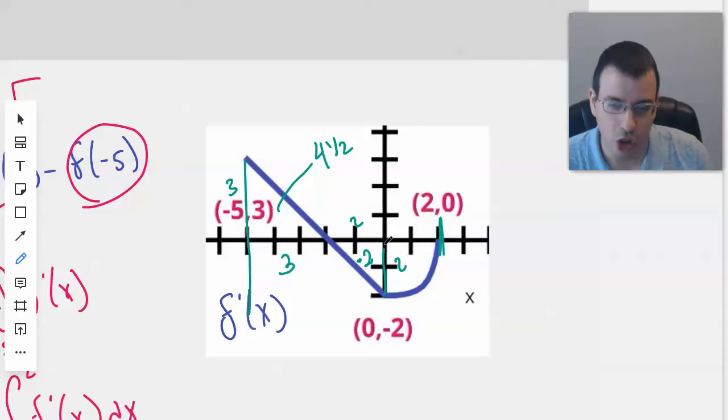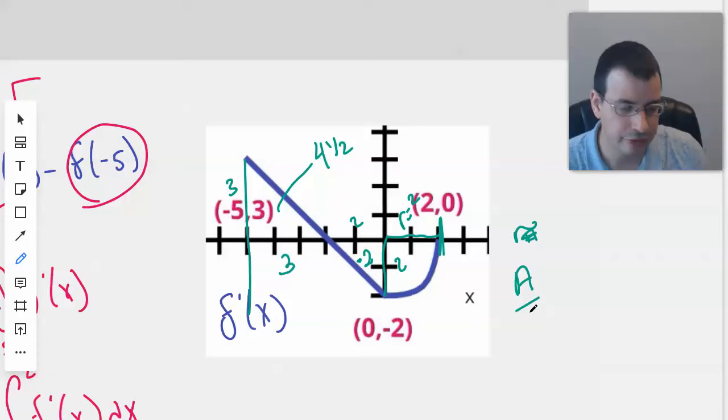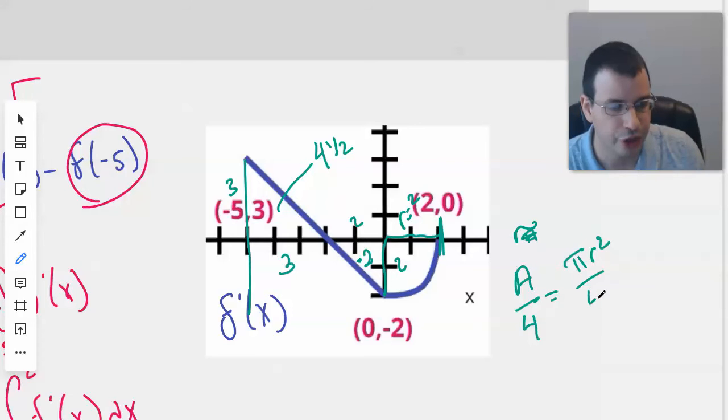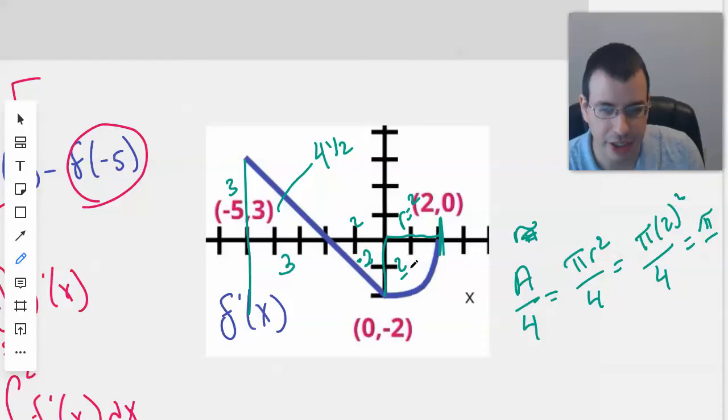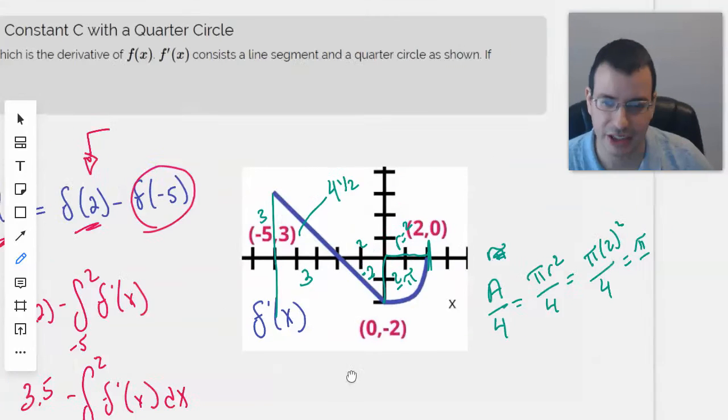This is a quarter circle with a radius of 2. So a quarter circle is the area over 4, which equals pi r squared over 4, which equals pi times 2 squared over 4, which equals pi. So this will be negative pi because it's below the x-axis.